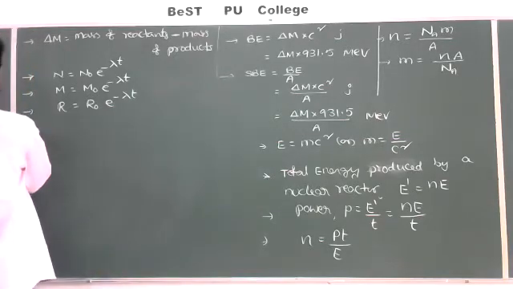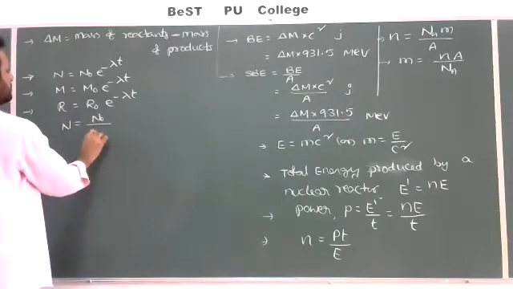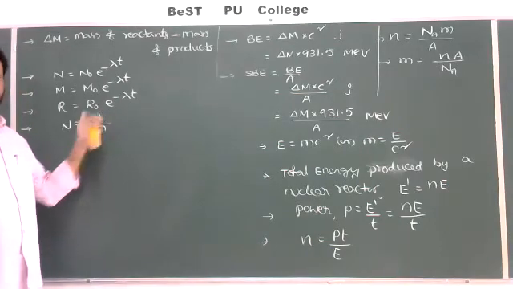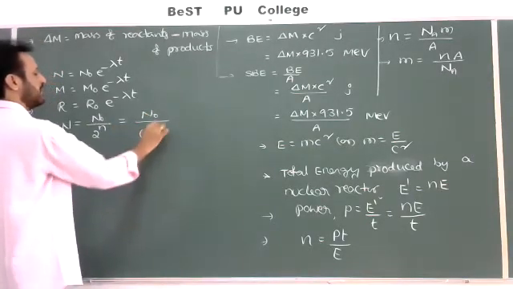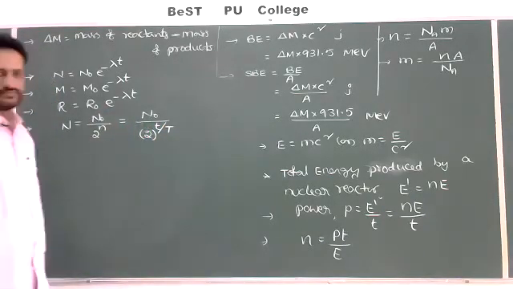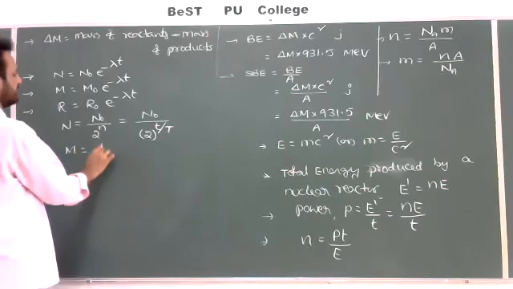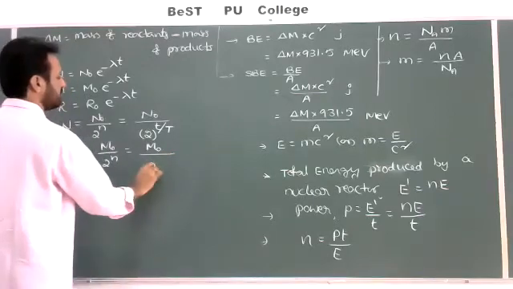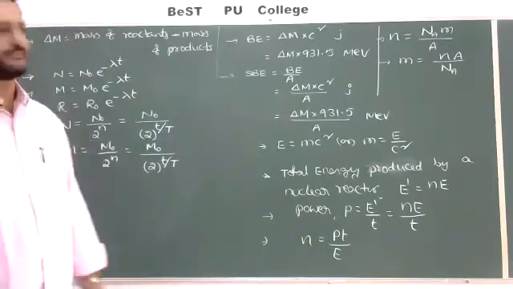Here, to find the number of atoms, N is equal to N naught by 2 to the power of n. N is the number of remaining atoms in the sample, N naught the original number of atoms, n the number of half-lives. Or we can write N naught by 2 to the power of small t by capital T. Capital T is the half-life, but small t is the given time. Similarly, M is equal to M naught by 2 to the power of n, that is equal to M naught by 2 to the power of small t by capital T. Similar formula, but in terms of masses.